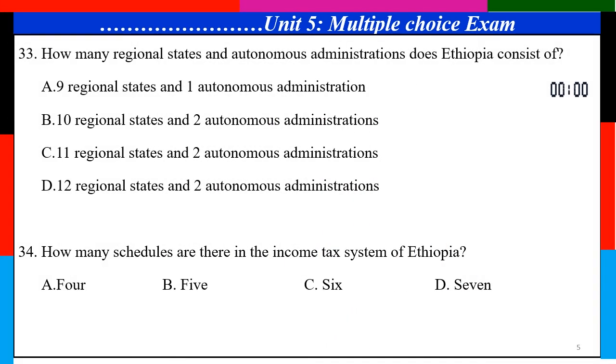Question number 33. How many regional states and autonomous administrations does Ethiopia consist of? A. 9 regional states and 1 autonomous administration. B. 10 regional states and 2 autonomous administrations. C. 11 regional states and 2 autonomous administrations. D. 12 regional states and 2 autonomous administrations.